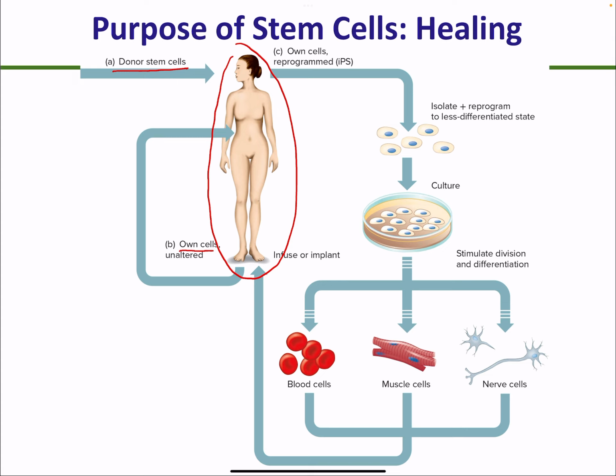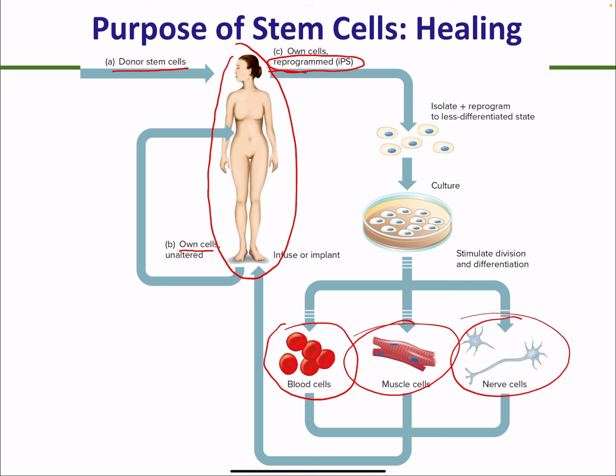And then we have reprogrammed cells. And again, this is in a lab where some cells can be isolated, right? Use some chemicals to reprogram the cells to cause them to become blank, and then stimulate them with very specific growth factors, causing them to become red blood cells, muscle cells, or nerve cells. Now, these processes are all possible these days. However, the technicality of making this happen is what limits the availability of these resources in medicine.